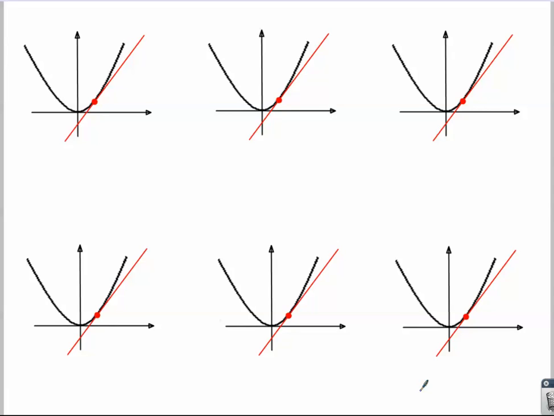Welcome back. For 2.1, our objective is to find the derivative of a function using the limit definition of derivative. In this first part, you're not going to find this in the handout, so just sit back and relax and take in the fact that what derivative means is the slope of the tangent line. And that's what derivative means, the slope of the tangent line.